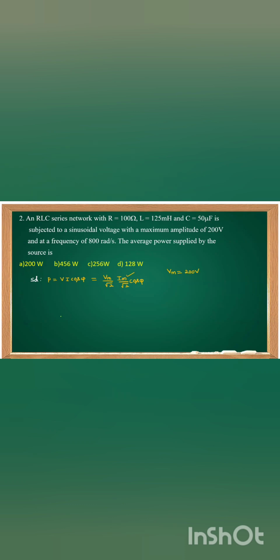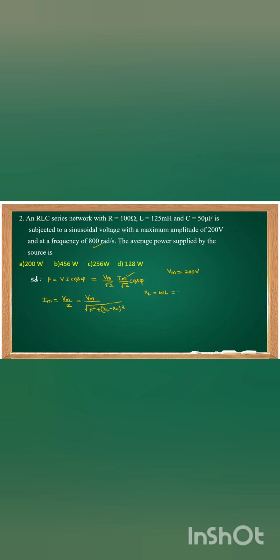To calculate Im, it is an RLC circuit. How to calculate Im, friends? Im is calculated as Vm by Z. That is, Vm by square root of R square plus the whole square of XL minus XC, or XC minus XL. Because of the square term, whether you apply XL minus XC or XC minus XL, you get a positive value. Then how to calculate XL? XL equals omega L.